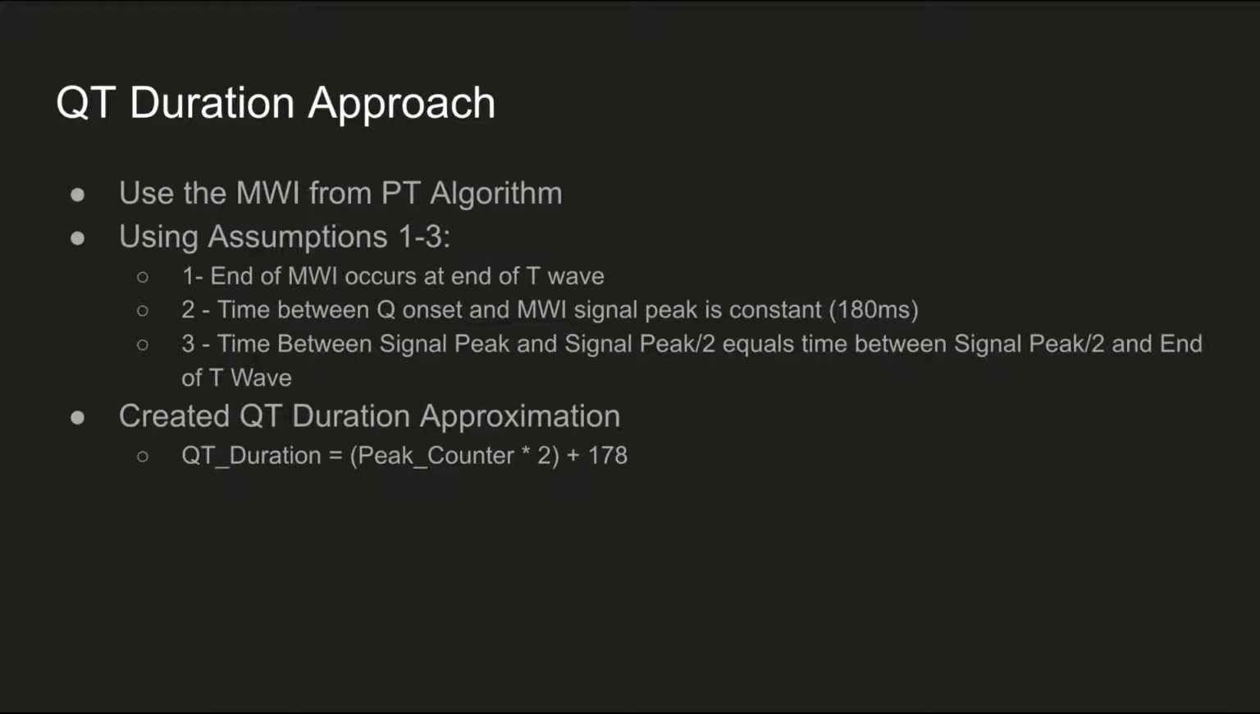Using assumptions 1 through 3, I made the approximation at the bottom with the equation: QT duration equals peak counter times 2, so that's using assumptions 1 and 3. And then you add 178 at the end using assumption 2.